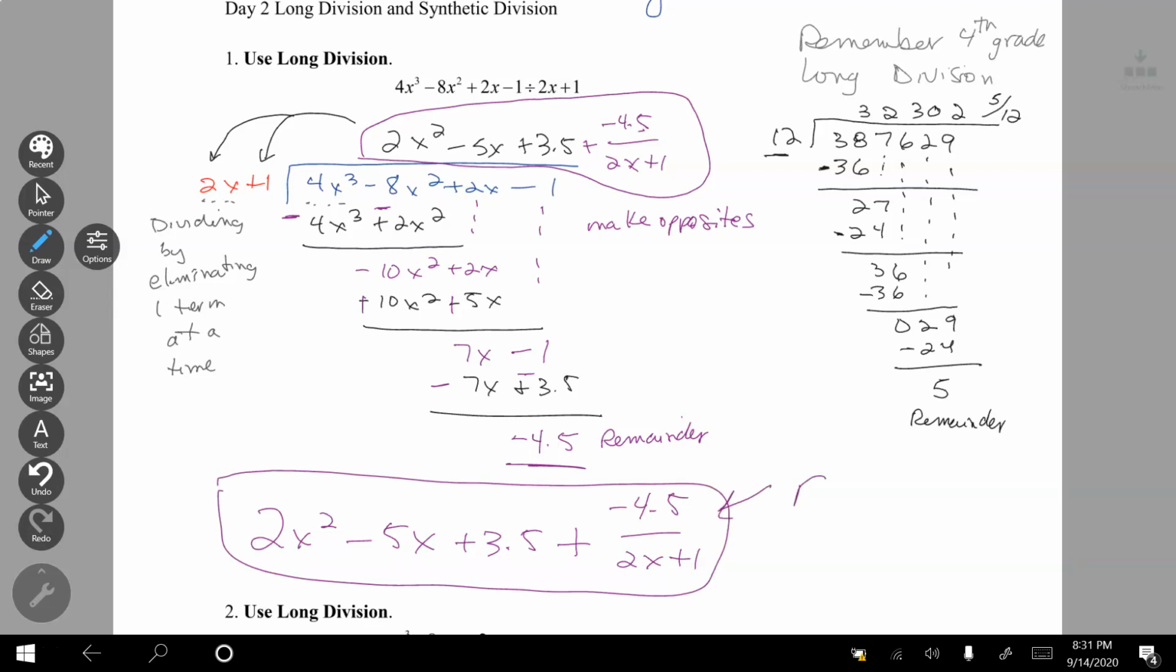And because I wrote it this way, it is called fraction form. I'm getting rid of one term at a time, just like I did in fourth grade. I got rid of one set of numbers at a time, and I was always bringing down the next, and getting rid of, and having some remainder at the end.